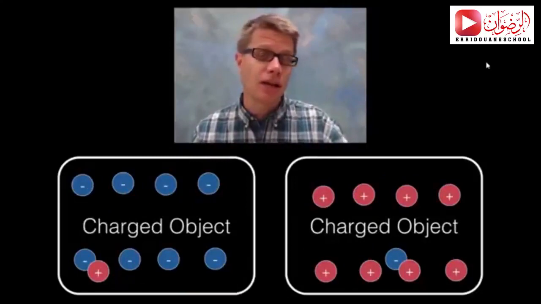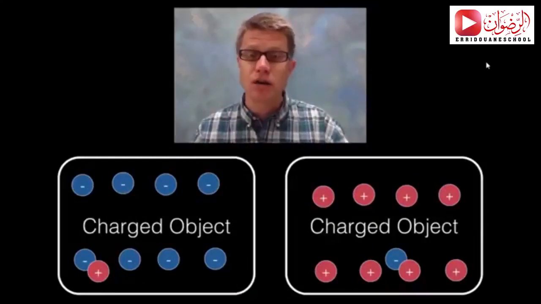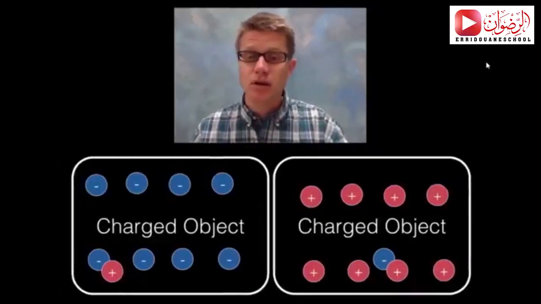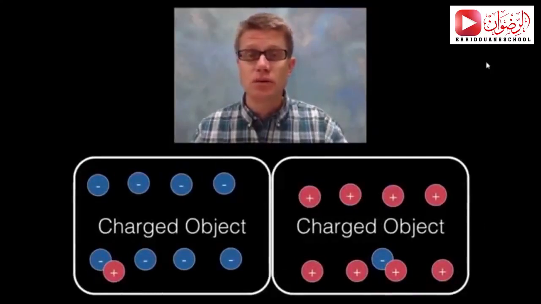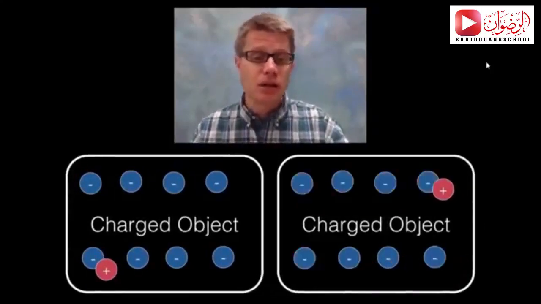So the one on the left has a negative charge, one on the right is going to have a positive charge. If I let these go, what's going to happen? There'll be an attractive force between the two. Opposites attract.